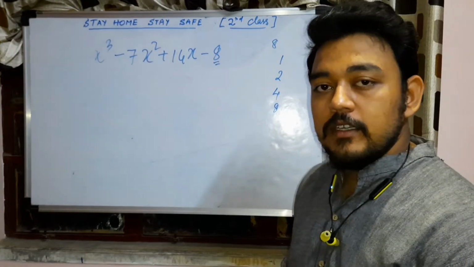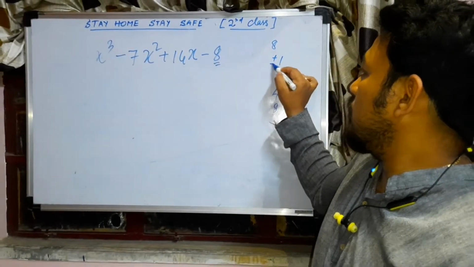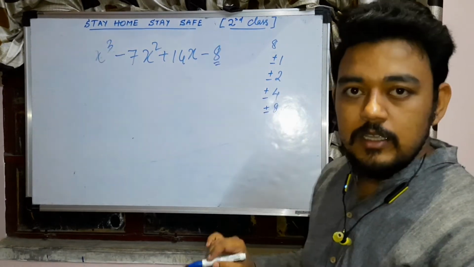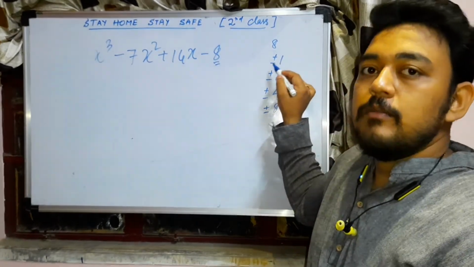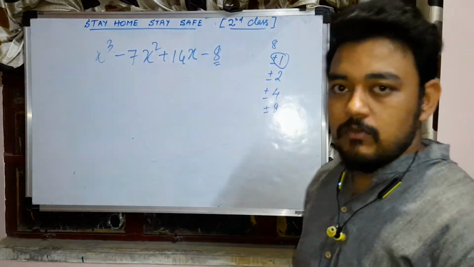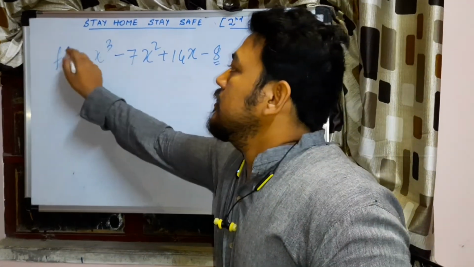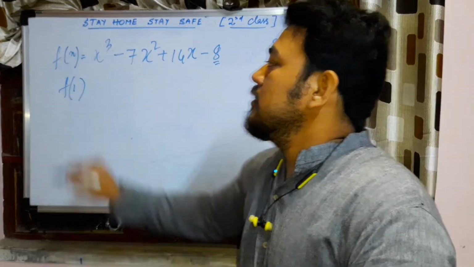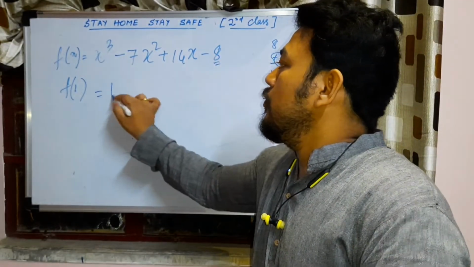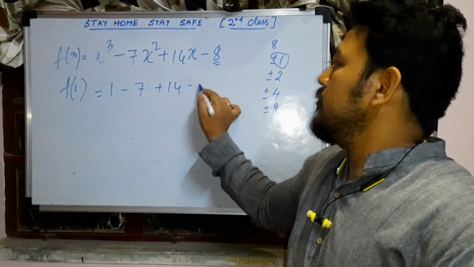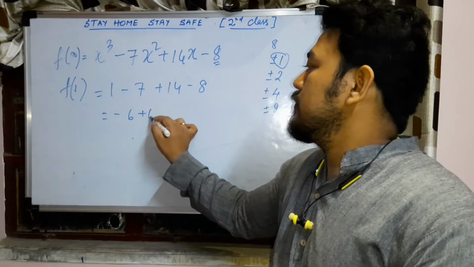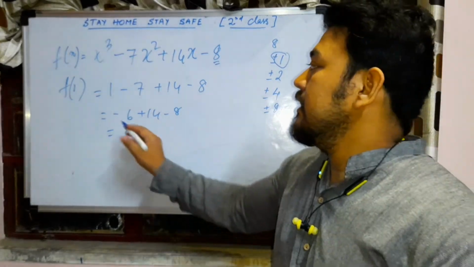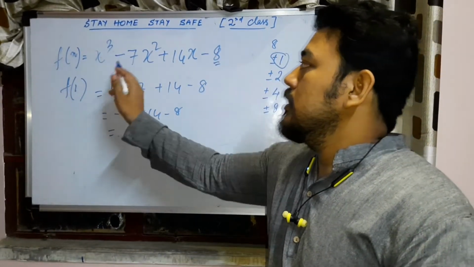Now how to find the first factor? First we will take the plus or minus of the first one, or the second one, or the third one, or the fourth one. So first we will try with plus 1, then minus 1. So first let us try with plus 1. If this function is f of x, and we put the value x equals 1, then it will be 1 minus 7 plus 14 minus 8, that is minus 6 plus 14 minus 8, that is equal to 0. That means we can see that f of 1 gives us 0.